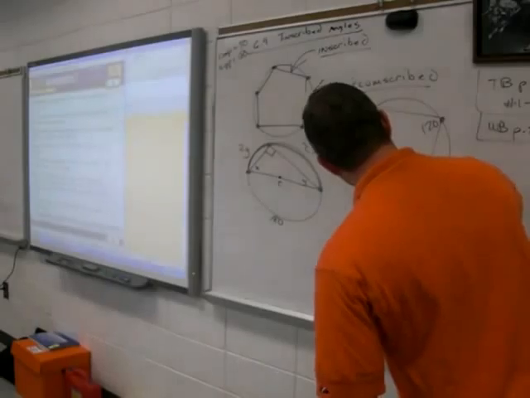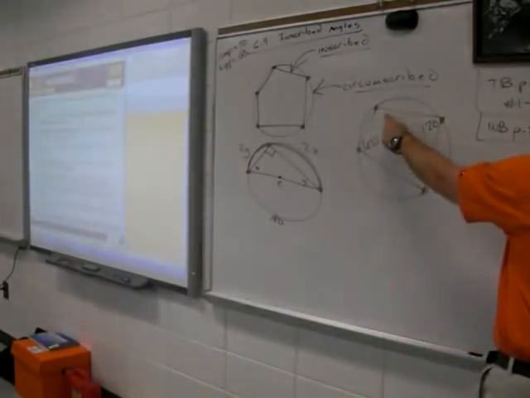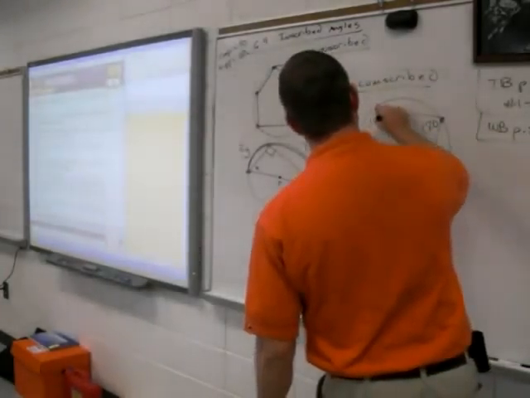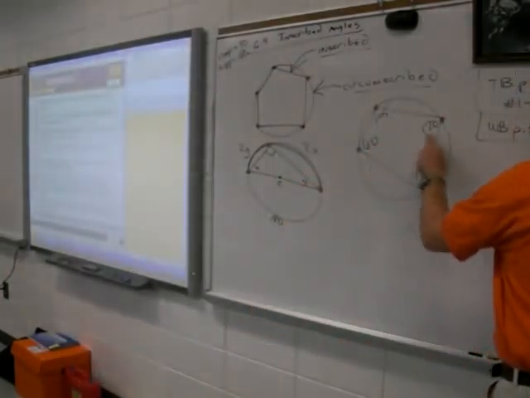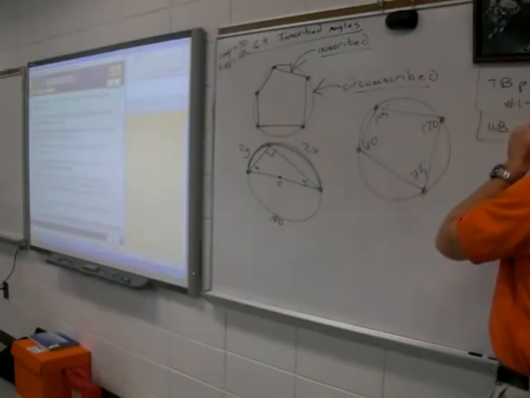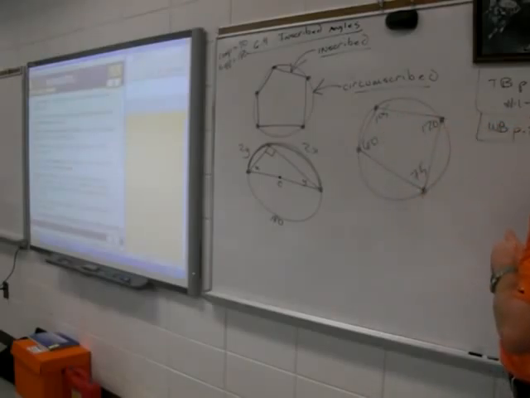If this one is 75, then what does this one have to be? Can you do it in your head? 105. So 60 and 120, 75 and 105. Opposite angles have to be supplementary.